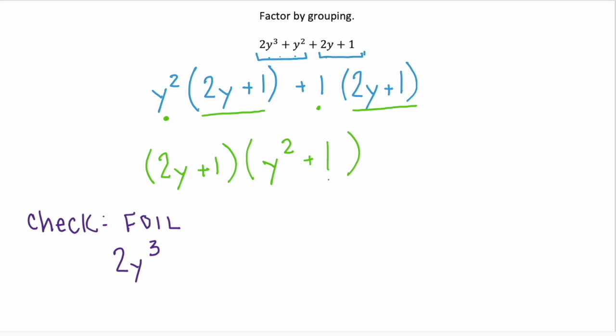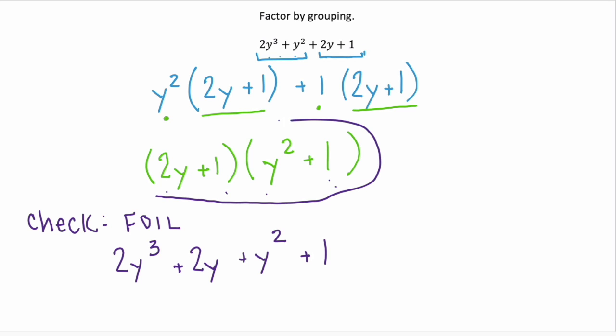We multiply the outer 2 terms together, 2y times 1, which is a plus 2y. We multiply the inner 2 terms, 1 and y squared, which is a plus y squared. And we multiply the last 2 terms, 1 times 1, which is just 1. And notice that this check that we got from foiling is identical to that polynomial we started with. So we know that our factored form here of 2y plus 1 times y squared plus 1 is indeed correct.